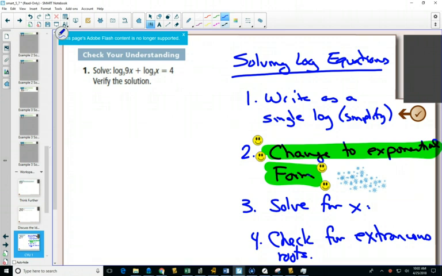So question number 1, we're solving this: log base 3 of 9x plus log base 3 of x equals 4. How many logarithms do we have? 2. We do not have a single logarithm. So our main goal is to start off by getting a single logarithm. What happens when you add logs if the bases are the same? You can multiply. So step 1, we can write this as 9x times x. Are you okay if I write that as 9x squared? Equals 4. Step 1 completed. We have written it as a single logarithm.